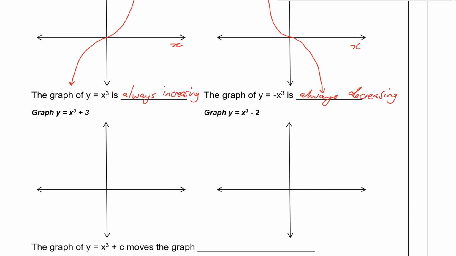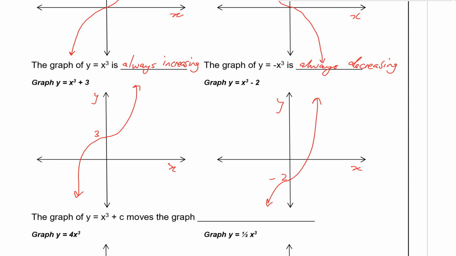Now, x cubed plus 3, I just take the x cubed and lift it up by 3 units. Alright, so I get this. There's my 3, the y-axis, the x-axis. X cubed minus 2, again, I just take the graph and drop it down 2 units. Like this. And here, there's my negative 2, the x and the y-axis. The graph of y equals x cubed plus c moves the graph up c units.